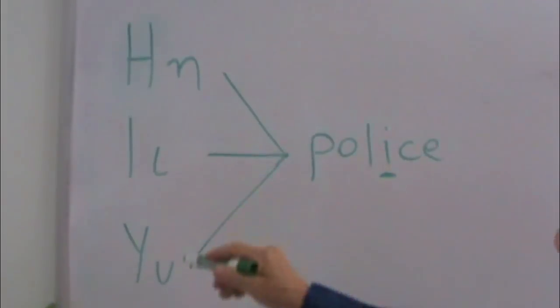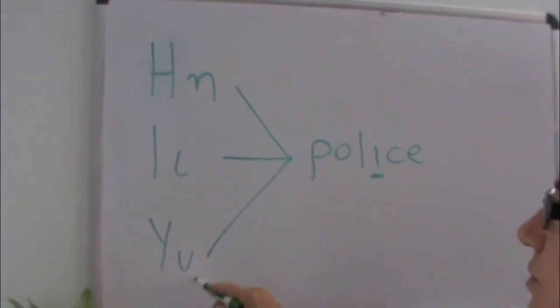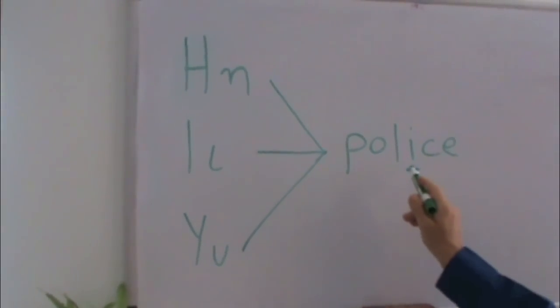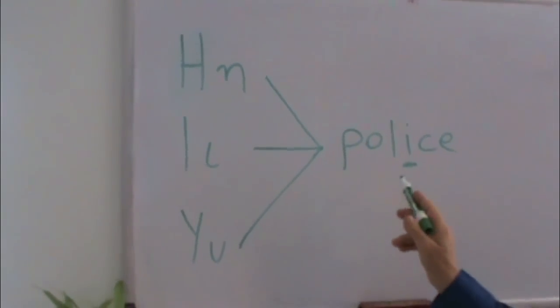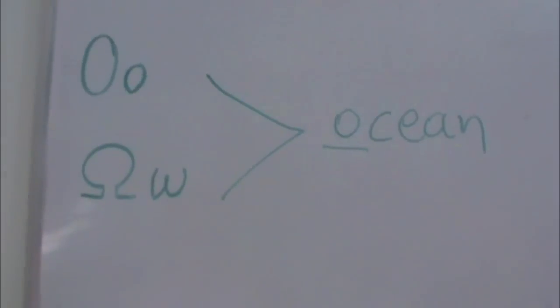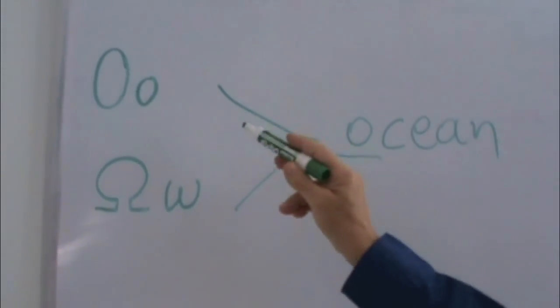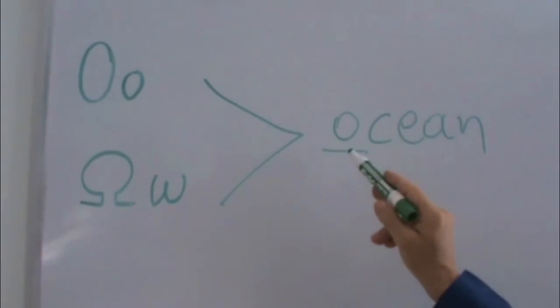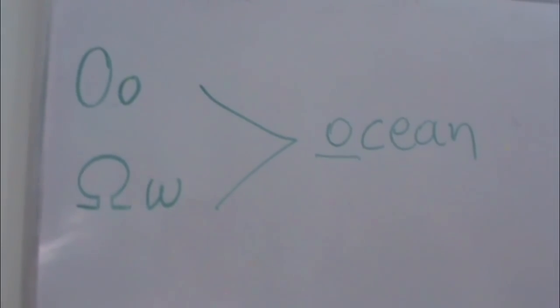Notice we have three E's in the Greek alphabet: eta, iota, and epsilon. And they all sound the same, like in police. That's why I used the same example previously. We also have two O's, omicron and omega. They both sound the same. That's why I used the same word previously as an example, ocean.